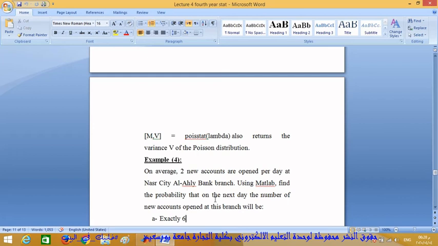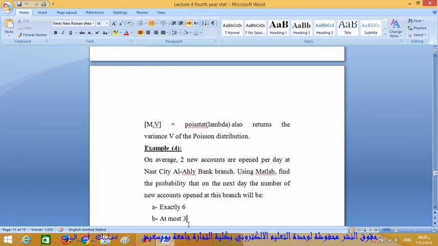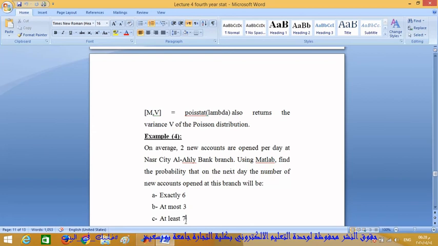Now we want to compute the probability that this branch will open exactly 6 accounts in the next day. At most 3 means 0, 1, 2, 3. At least 7 means 7 and more: 7, 8, 9 to infinity.